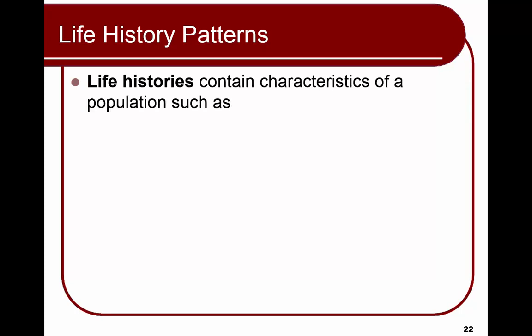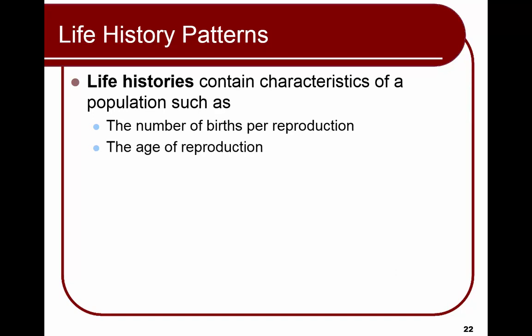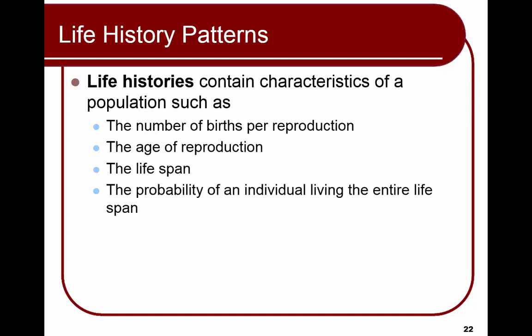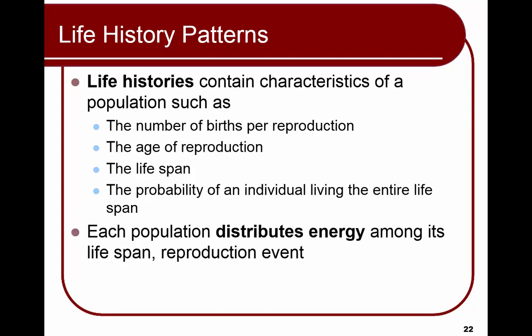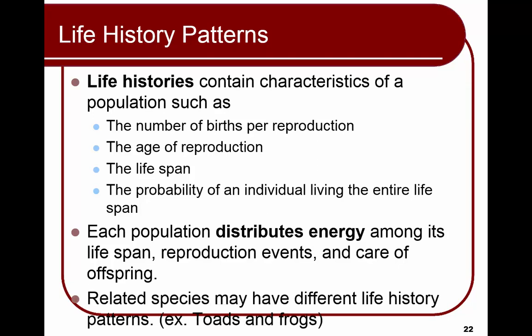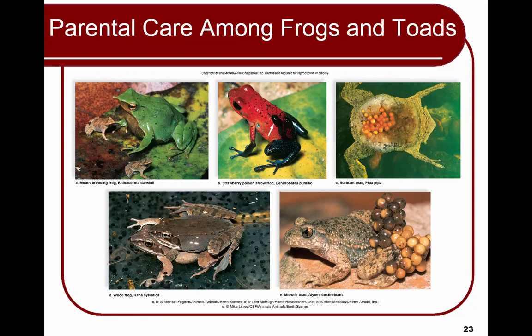Now, life histories contain characteristics of a population like the number of births per reproduction, the age of reproduction, the lifespan, and the probability that the individual will live their entire lifespan. Each population distributes energy among its lifespan, its reproductive events, and caring for its offspring. And related species can have very different life history patterns, like the toads and frogs that you see here.